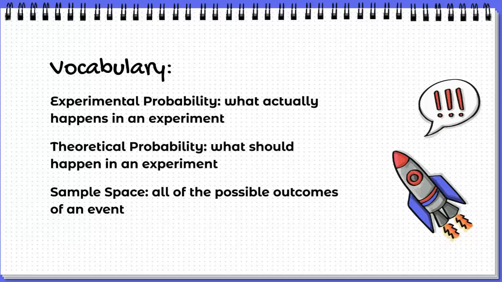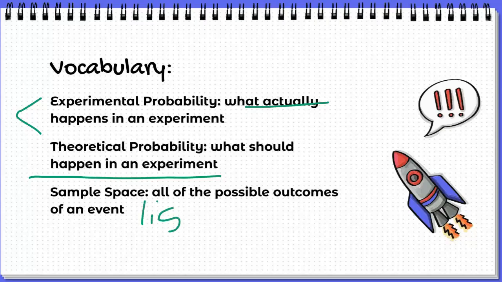Some more vocabulary that we're going to look at is experimental probability. So this is what actually happens in an experiment, whereas theoretical probability is what should happen in an experiment. Now, what should happen and what does happen is not always the same, so there is a difference between these two words. And sample space is all of the possible outcomes of an event, and we can represent that in a couple different ways. We can represent it as a list, a tree diagram, which kind of looks like a tree, or a table.